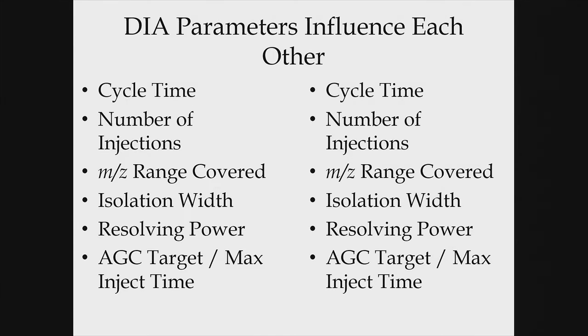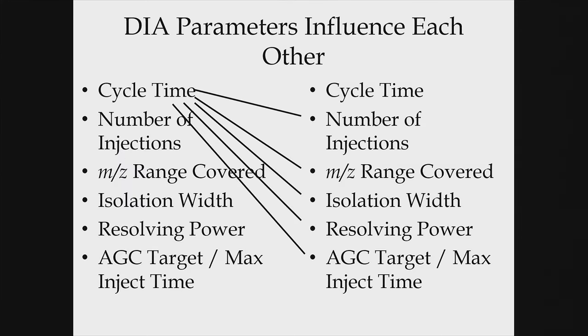So we've gone over all of these parameters, and all these parameters influence each other. So cycle time and number of injections are related. Also the mass to charge range covered. So if you want to cover a wider mass to charge range, your cycle time increases. If you want to do a lower isolation width, your cycle time increases. And all of these things are interrelated. So this makes for kind of a mess unless you start to fix some of these parameters.